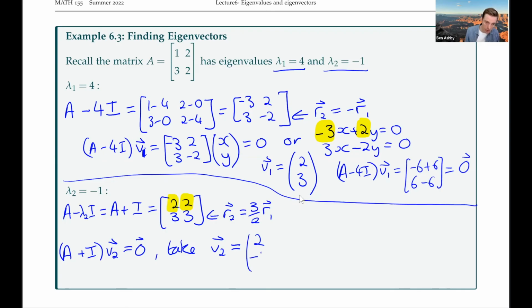So minus 2. Again, I could choose any multiple here of this, and that is still an eigenvector. So we could have had 2, minus 2, I could have had 3, minus 3, for example, if I'd gone by the second row of this matrix, or I could have had 1, minus 1.